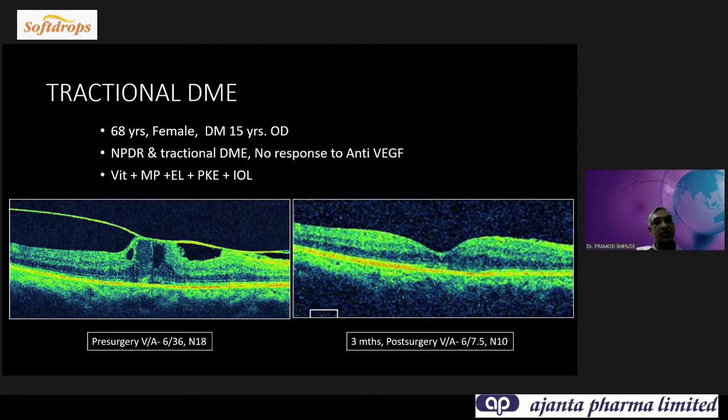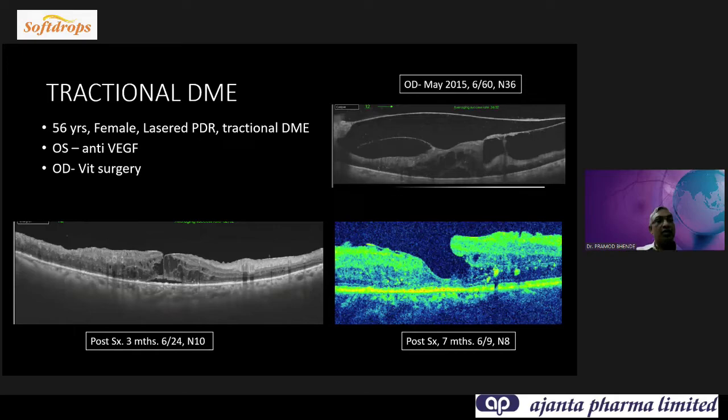So this is a 68-year-old female, diabetic of 15 years, right eye, NPDR with tractional DME, who underwent vitrectomy and laser with cataract surgery. Once the posterior hyaloid was separated, the foveal contour reversed back and vision improved from 6/36 to 6/7.5. Another case, a 56-year-old female, laser PDR, with tractional DME. The left eye was treated with anti-VEGF, but the right eye underwent surgery.